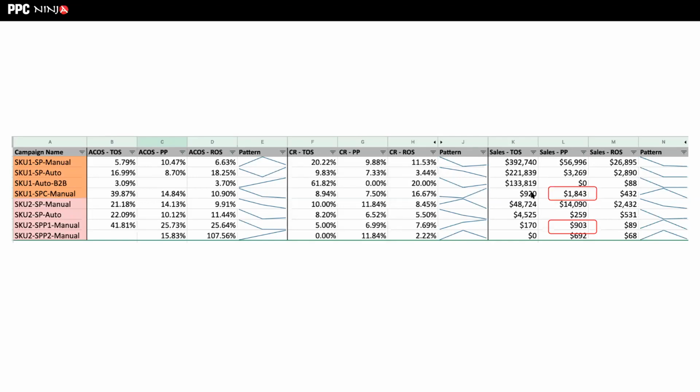So what does this tell me? It tells me that I should not assume that top of search is the best placement for every single type of product, because there might be some products and some campaigns that can perform better at other placements. So you really need to go in and do this analysis yourself to find out if that's the case. And if it is, then there are some things we can do with it. So anyway, that was the first learning.